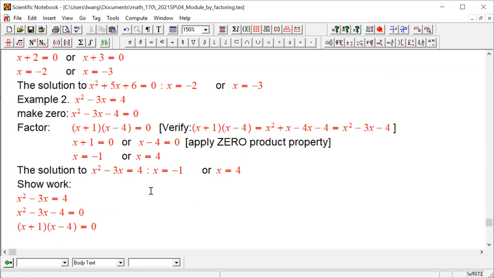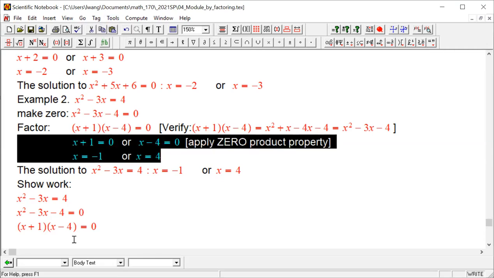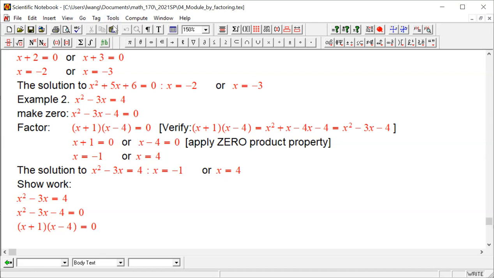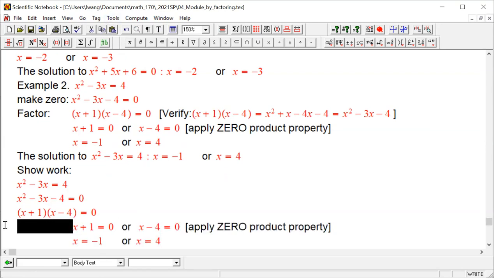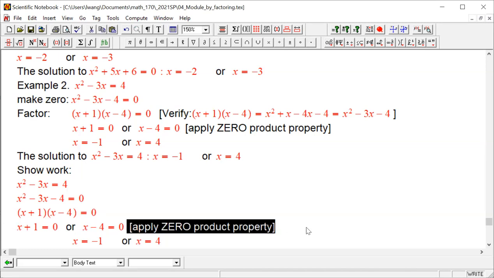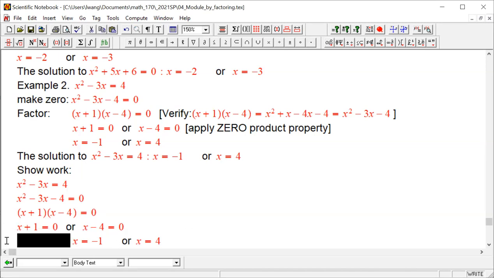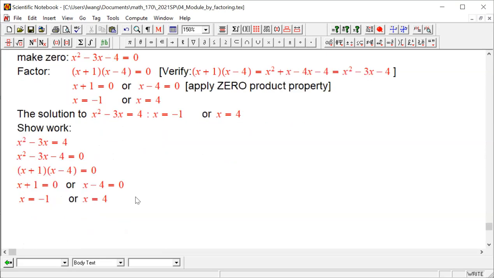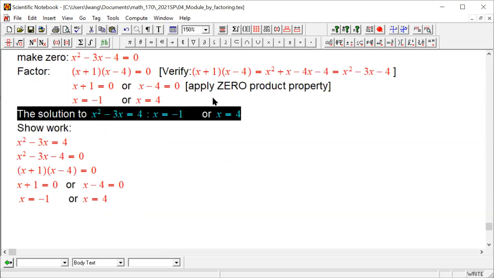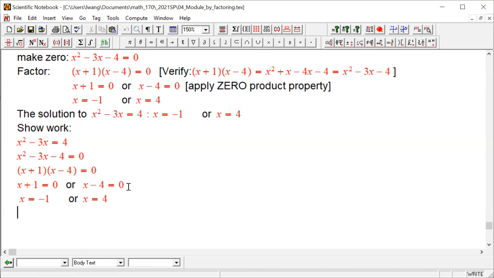Just verify on your scratch paper. Your teacher or whoever grades your work doesn't really need to see that. And you don't have to mention the zero product property. So that's pretty much your work. And finally, you have a closure to the problem: the solution would be x equals -1 or x equals 4. So these are the examples of solving equations by factoring.